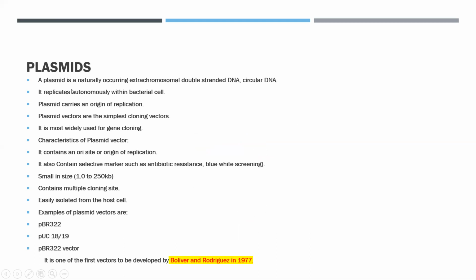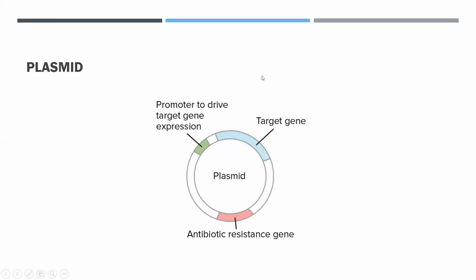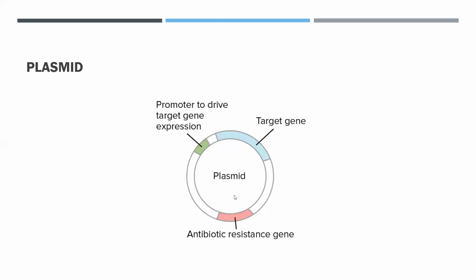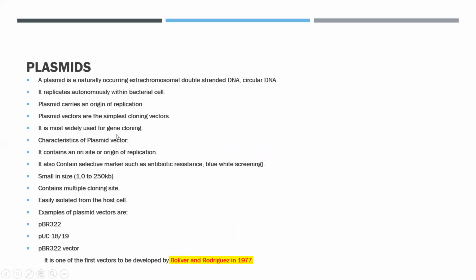Plasmids. A plasmid is naturally occurring extrachromosomal double-stranded circular DNA. This is circular. It replicates autonomously within bacterial cell. Plasmid carries an origin of replication. This is origin of replication. Plasmid vectors are the simplest cloning vectors. It is most widely used for gene cloning methods.